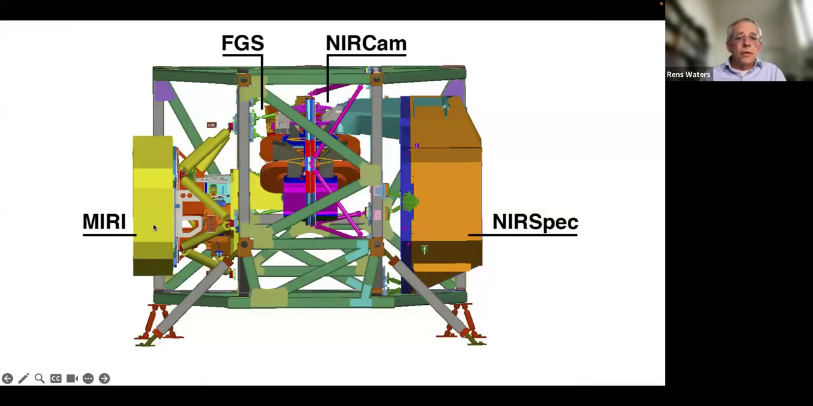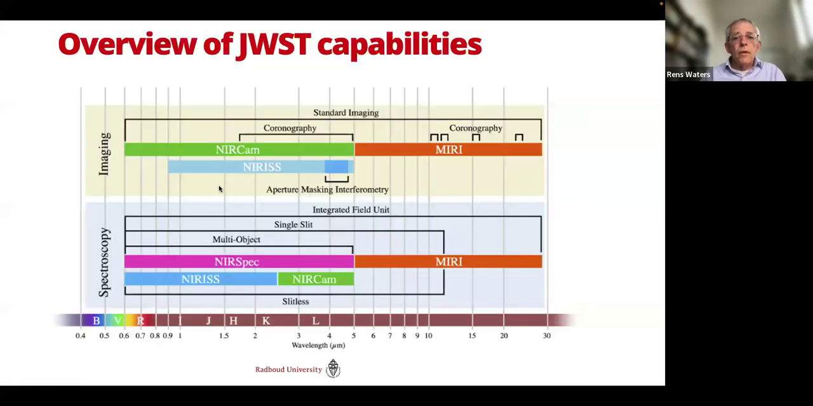And here's an older picture of the ISIM, where you can see where the different instruments are being located: NIRSpec, NIRCam, MIRI, and the fine guidance sensor, with NIRISS also included. And here you have an overview of the different capabilities of Webb.